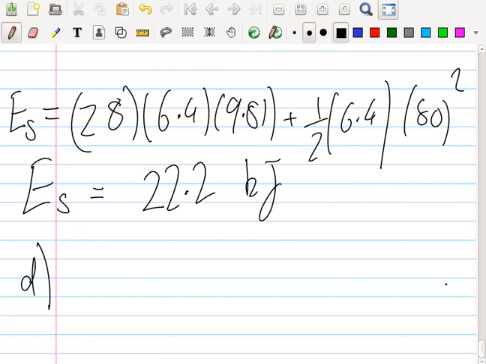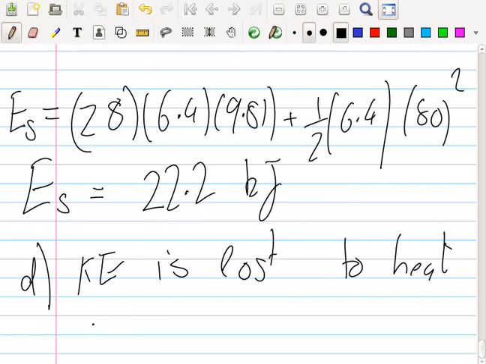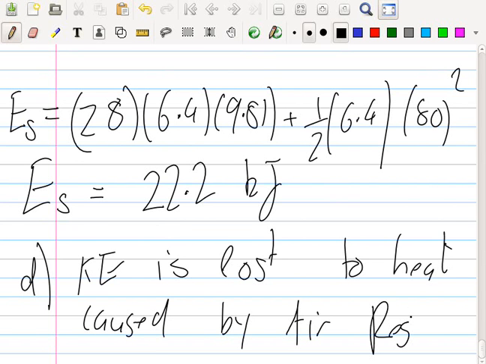Because some of the energy is lost due to friction. Well, friction isn't really an energy. Due to air resistance, due to heat. Due to heat that's caused when the cannonball has the air friction. So kinetic energy is lost to heat caused by the air resistance.